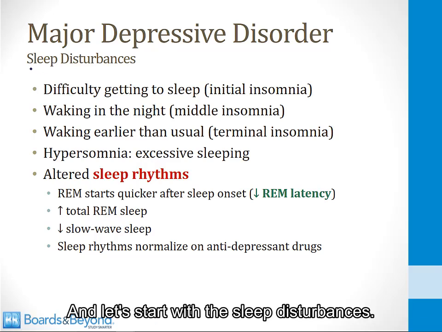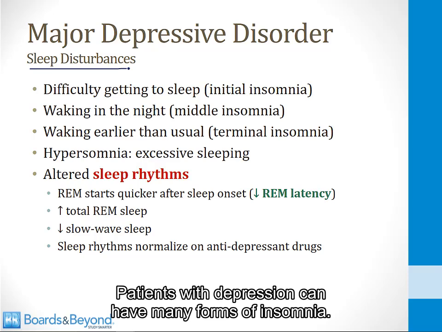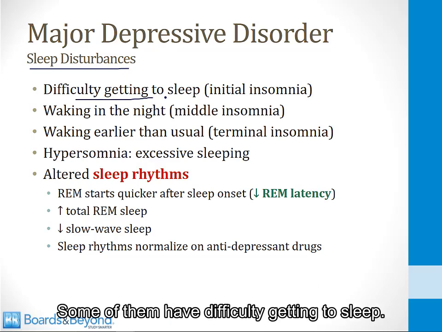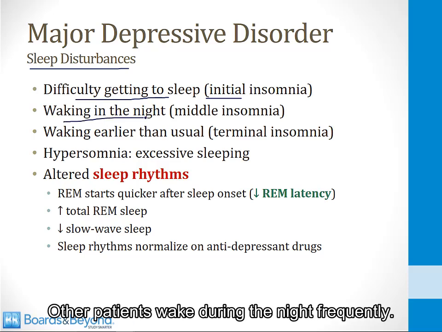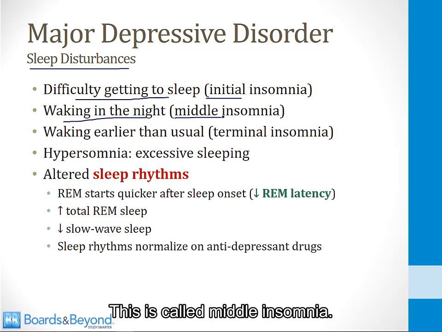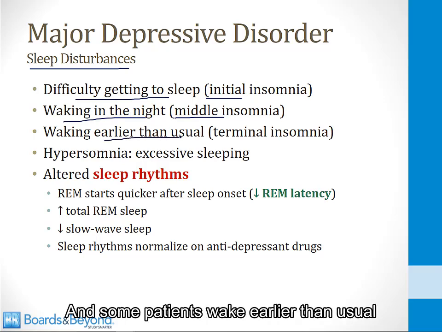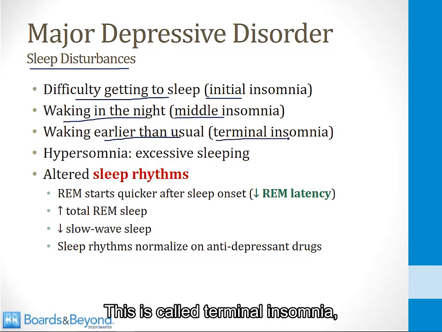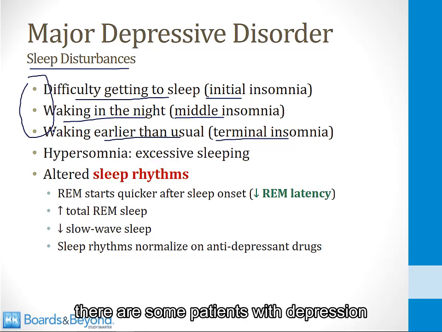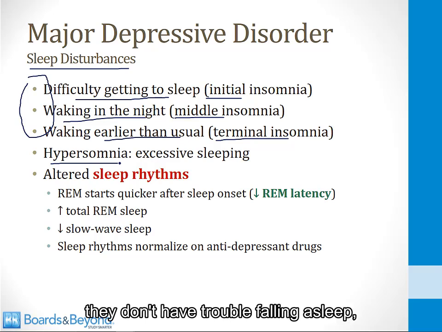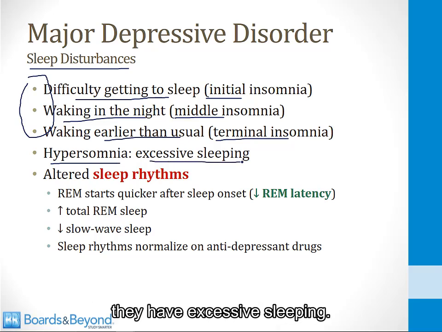So let's drill down in a little more detail on some of the features of major depressive disorder, and let's start with the sleep disturbances. Patients with depression can have many forms of insomnia. Some of them have difficulty getting to sleep. This is called initial insomnia. Other patients wake during the night frequently. This is called middle insomnia. And some patients wake earlier than usual and can't get back to sleep. This is called terminal insomnia. And all of these can occur among patients with depression. At the other end of the spectrum, there are some patients with depression who have hypersomnia. They don't have trouble falling asleep, they have excessive sleeping.